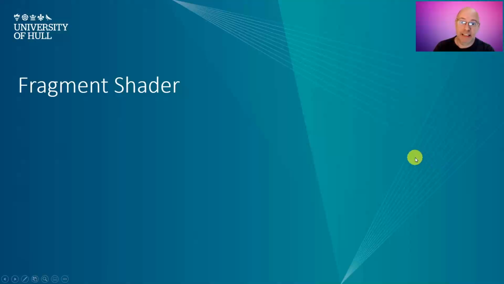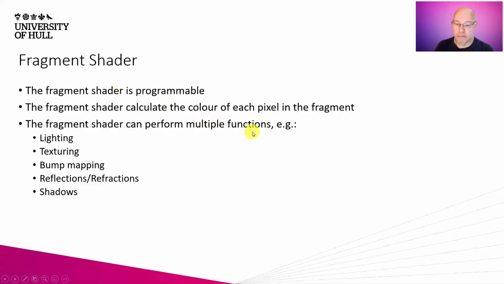Now, the fragment shader has been around a long time. It's a shader, so it's programmable, which means we can do our own thing with it and make it do what we want, but it's all to do with coloring that final pixel on the screen. For every single pixel we can figure out what that color should be. So we can do things like lighting, we can add textures, so images, to our triangles or fragments. We can do reflection, refraction, and things like that.